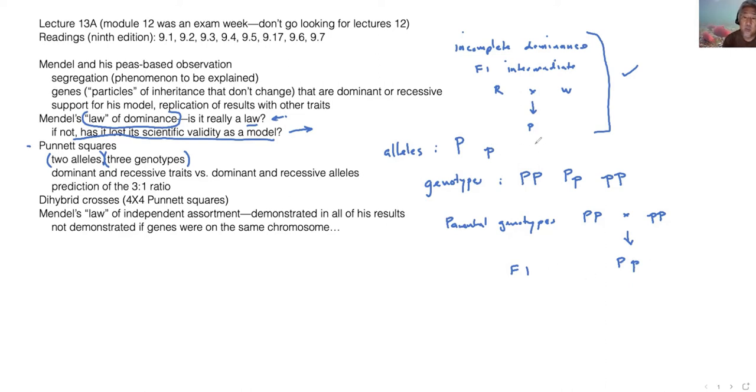Now, if you have two of the same alleles, we say we're homo, meaning the same, zygous. Never mind why we say zygous, that's just what we say. So homozygous means we've got two of the same alleles, and you'd say both parental types are homozygous. When we get to the F1, we've got one big P and one little p. The two alleles are different, and we'd say these are heterozygous.